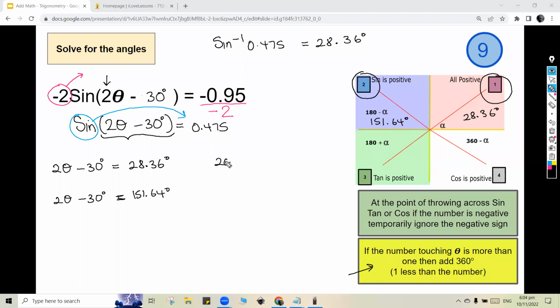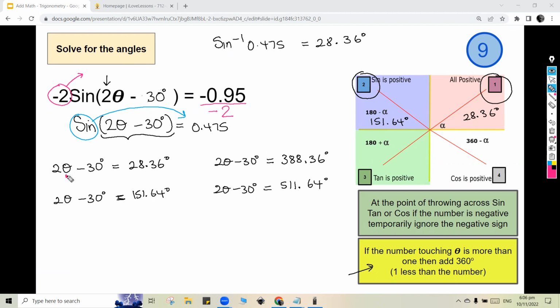So 2 theta minus 30 degrees is also equal to, add 360 once, and put that answer here. And 2 theta minus 30 degrees to this value, add 360 once and put it here. All right, so when I add 360 once, I reach here. When I add 360 once, I got the 511. But we're not finished. We have to solve each of these equations now.